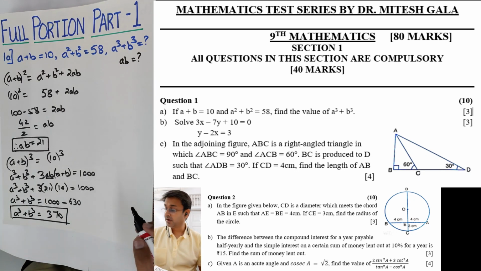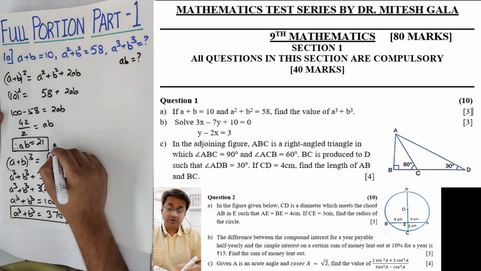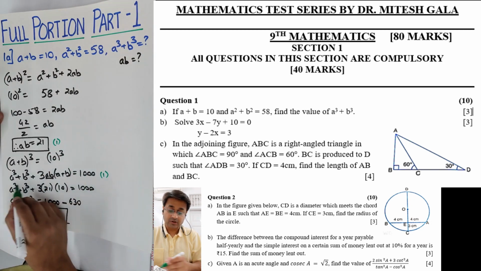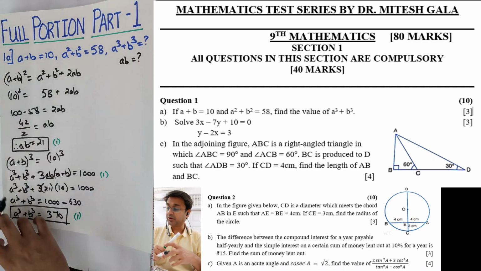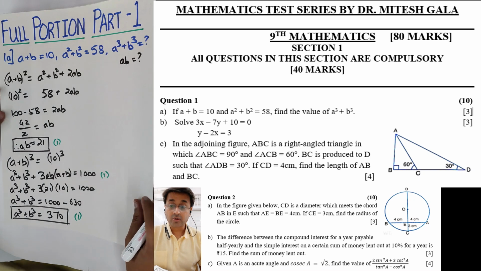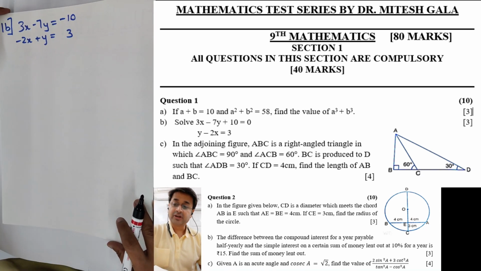That's very simple. Good start. If you got this correct, brilliant. First 1 mark when you find ab, next 1 mark when you put the entire formula correctly, and last 1 mark when you get 370. We are going to go slightly fast because a lot of things to cover. So moving on to the next one, 1b.